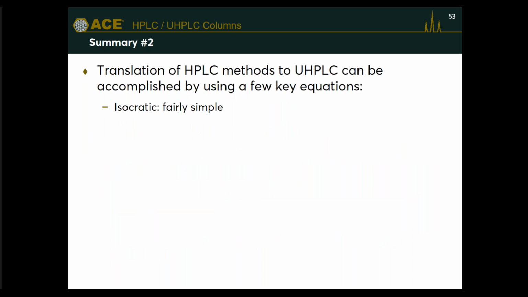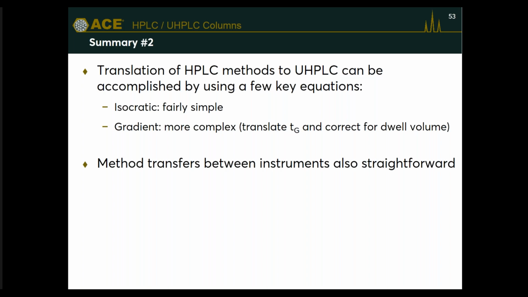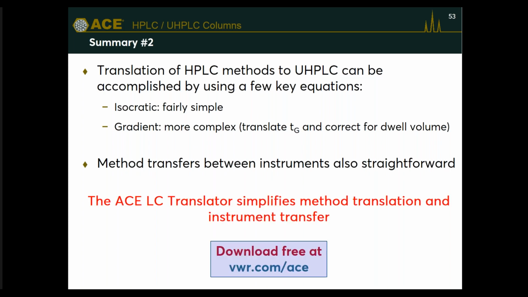I talked a little bit about the translation of methods between HPLC and UHPLC using some simple equations. And for isocratic translations, it's relatively simple. For gradient, it's a little bit more complex, but again, it is straightforward, particularly if you use the tool that I've talked about. And of course, I talked about moving methods between different instruments and how this is also relatively straightforward if you account for differences in dwell volume, in particular for gradient methods.